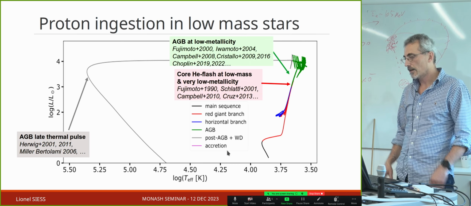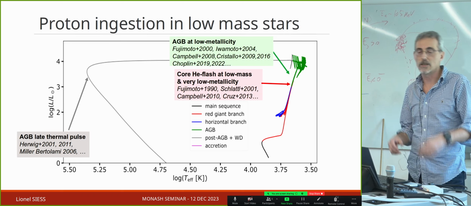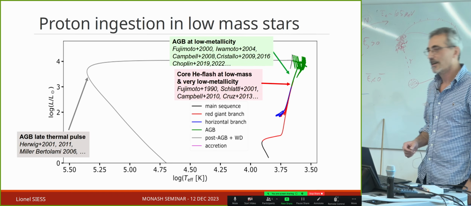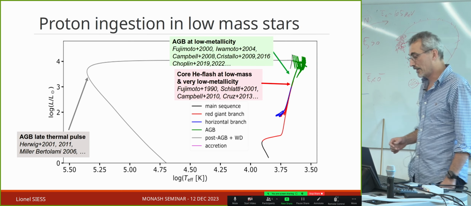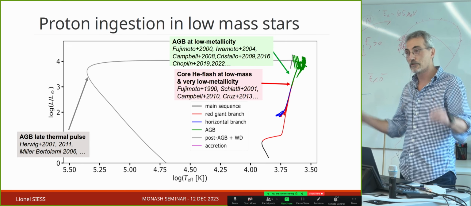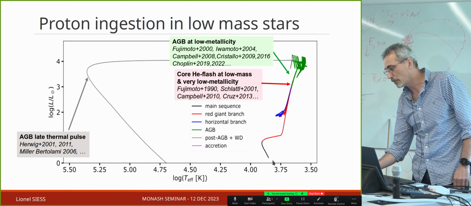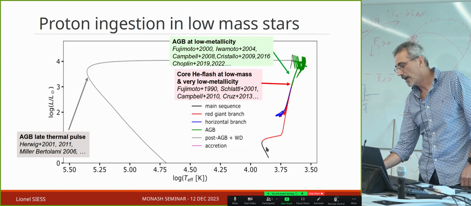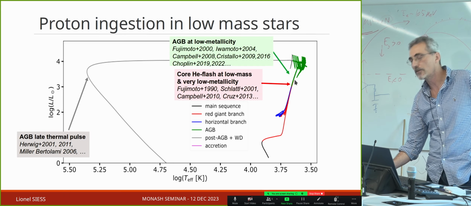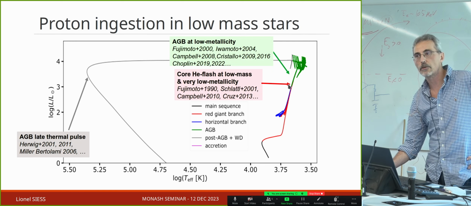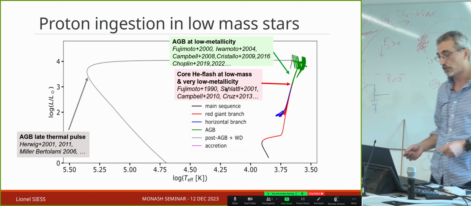So first, these proton injections have been numerically observed in various simulations, and especially in low mass stars. And well, Simon's thesis is full of these proton injections. This is the evolutionary track of a low mass star, and the red is the red giant branch. It can happen at the tip of the red giant branch during the core helium flash, and Simon showed that you can have this proton injection.